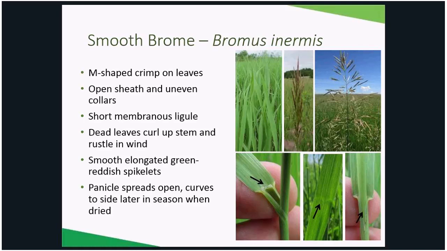Other things to look for: in the summertime, those leaves are going to start to die because it's a cool season grass, and they characteristically curl around the stem, and they have a very distinctive sound, a very distinctive rustle in the wind that if you're in a big patch of it, you'll be able to point out and hear. Again, you can see that it has a panicle in this photo here, and those spikelets or those seeds are very elongated and smooth. So if you put all of those characteristics together, you're definitely looking at smooth brome. But if you feel that M-shaped crimp, that's a very easy, very quick clue to check and see.